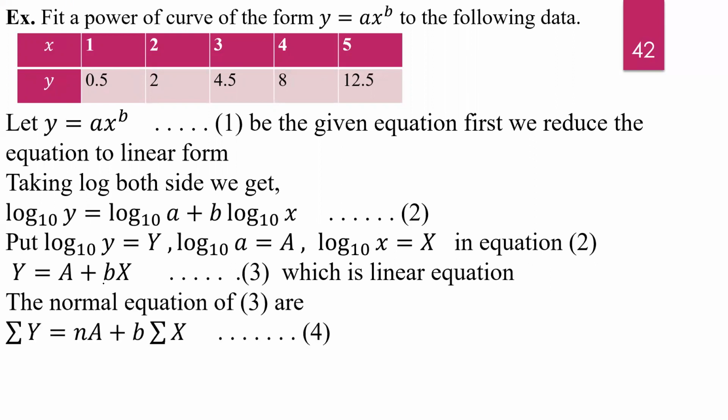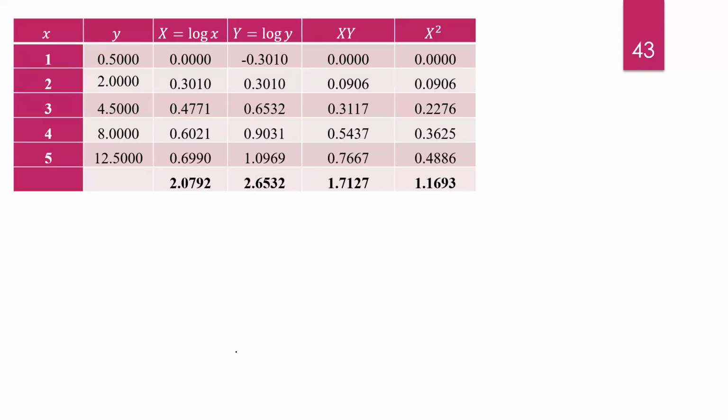Now the normal equations are: summation Y is equal to nA plus b summation X, and the second is summation XY is equal to A summation X plus b summation X square. See the requirement of 4 and 5. We prepare the chart. The first column is x, the second column is y, then we calculate capital X, which means log of x base 10, that is the third column. Then capital Y, the fourth column, X into Y, the next column, and then capital X square is the last column.